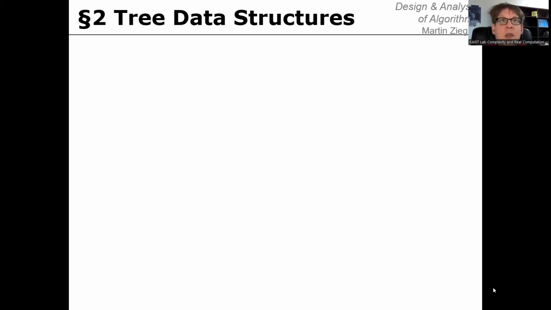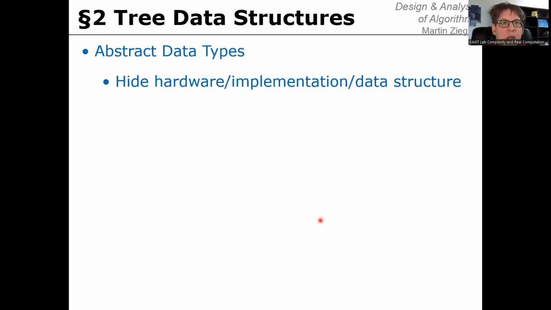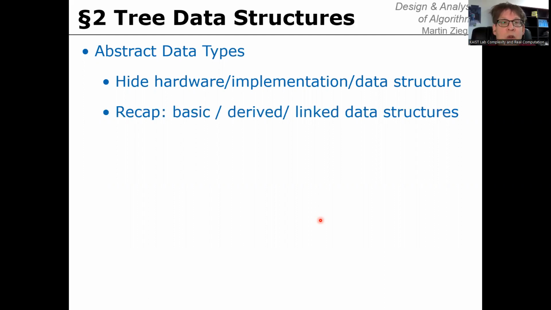Last time we talked about abstract data types, how to hide hardware and implementation details in order to realize mathematical data types such as integers. We recalled basic data types and derived data types such as linked data types, including trees, binary trees. And then we ended recalling AVL trees.